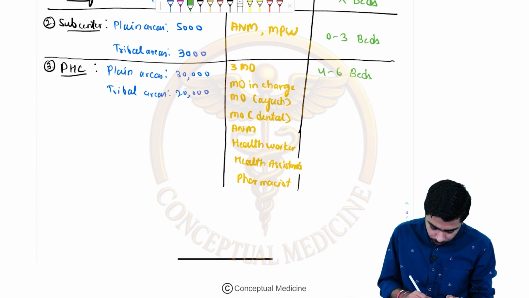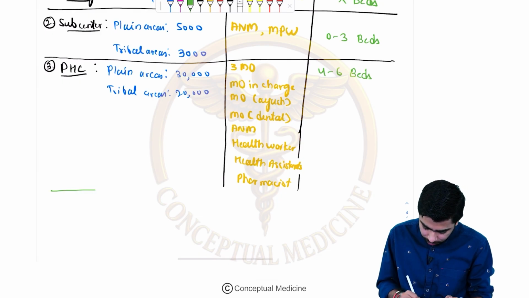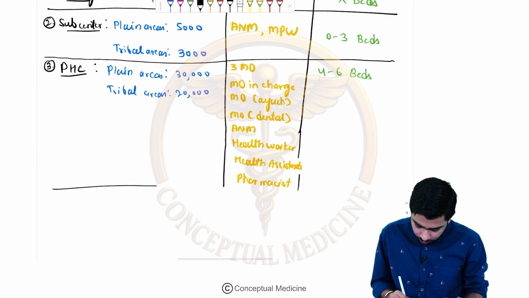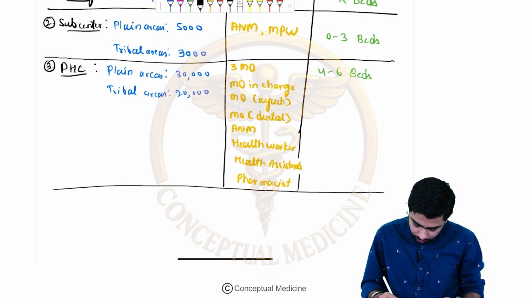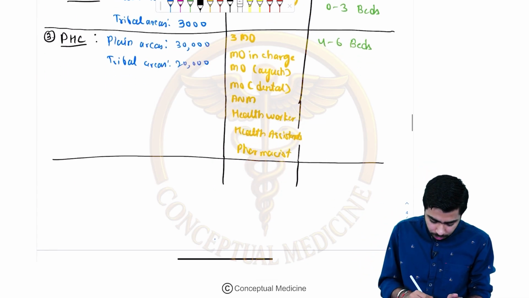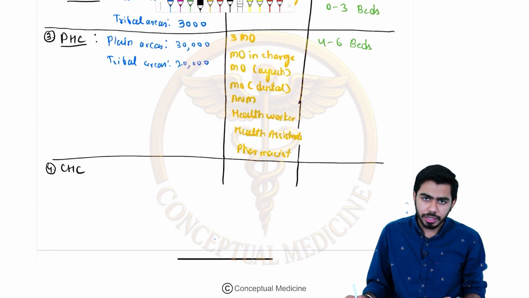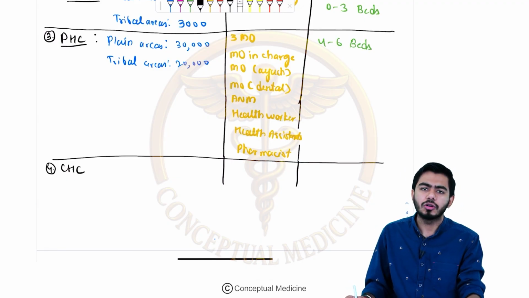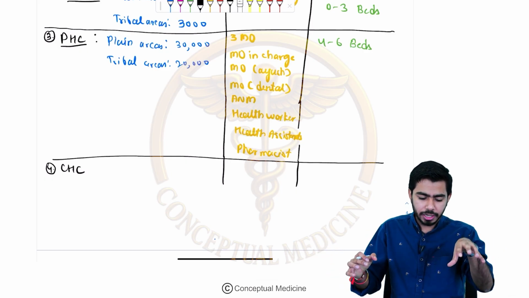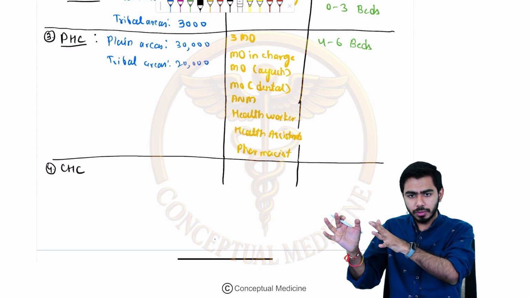Then we shall talk about the fourth one, and that is the CHC level. Over here, we are talking about a much bigger level than PHC. The fourth one would be the CHC, that is the Community Health Center, right? Here we shall talk about the population they are catering to. In the plain areas, they are catering for around 1,20,000 people.